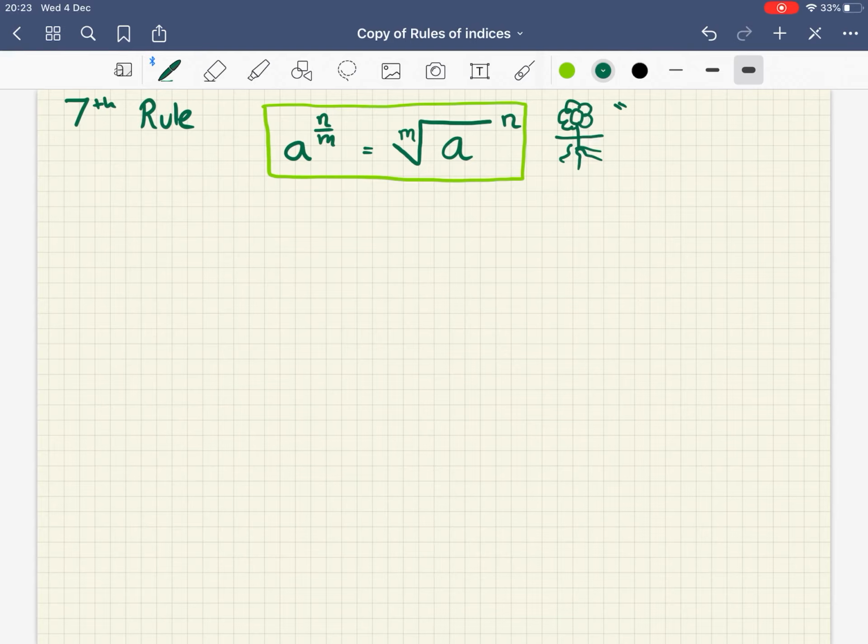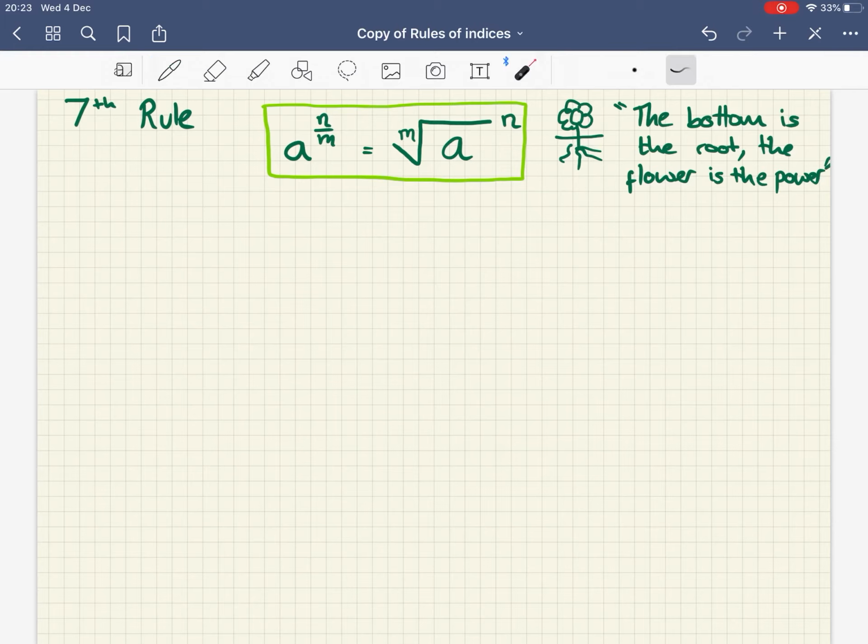And the phrase that helps me memorize is, the bottom is the root, the flower is the power. Ooh, just about fit that in. So, the bottom is the root, because this is my square root here. And then the flower is the power. So some examples of that in work.